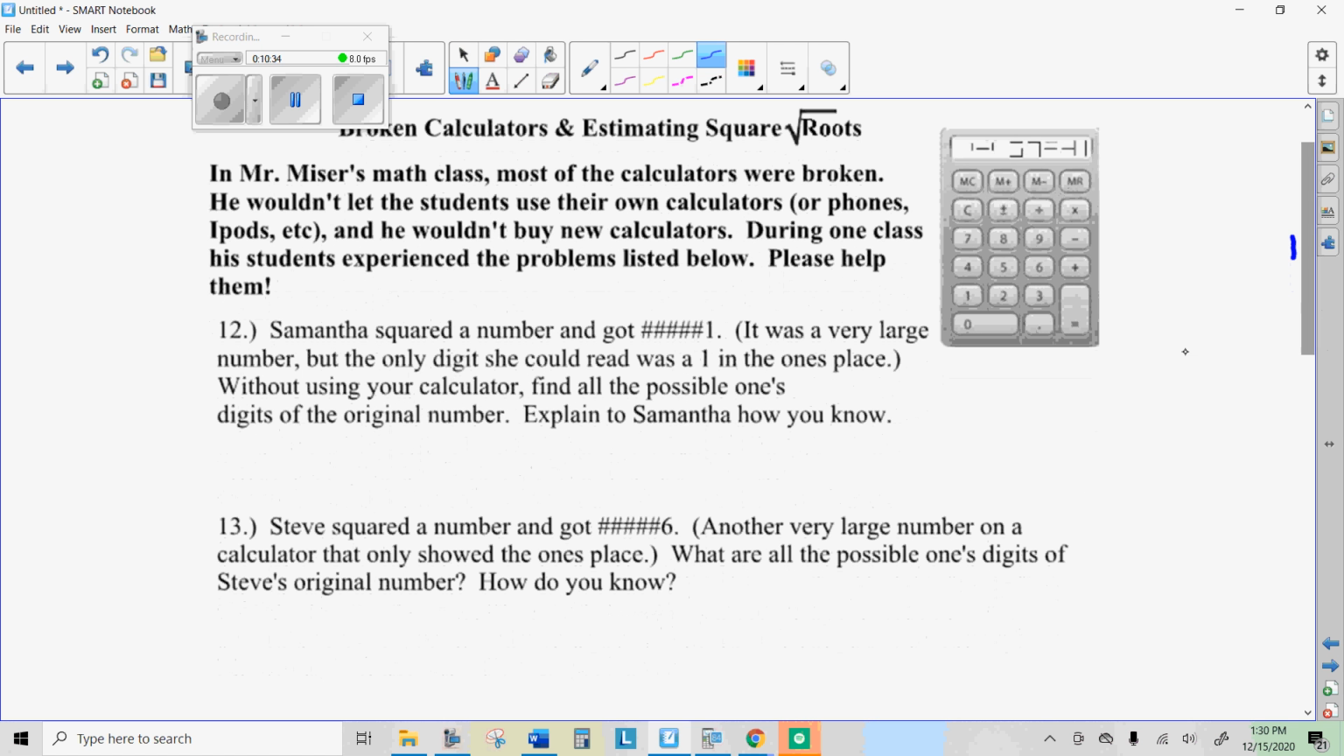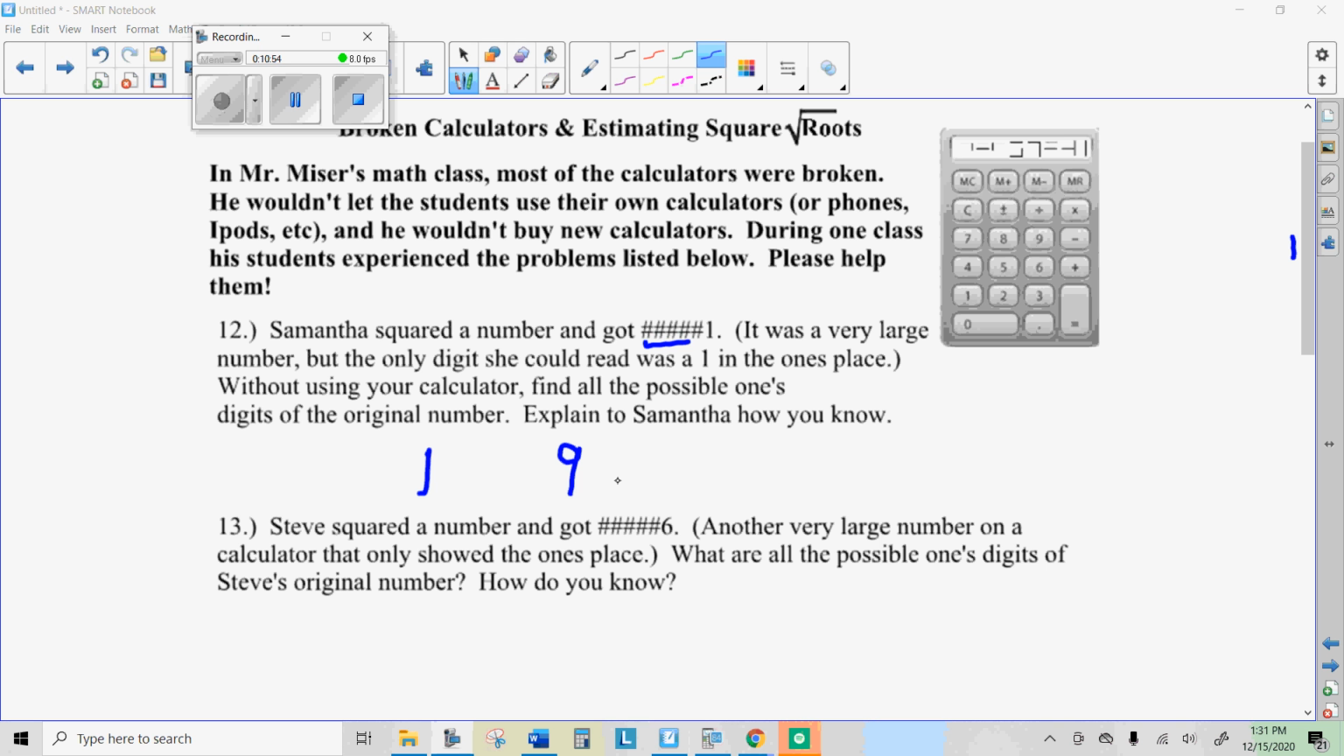Samantha squared a number and got a bunch of stuff she couldn't read and then a 1. It was a very large number, but the only digit she could read was in the ones place. Without using a calculator, find all possible ones digits of the original number. Explain to Samantha how you know. Go ahead and try that.